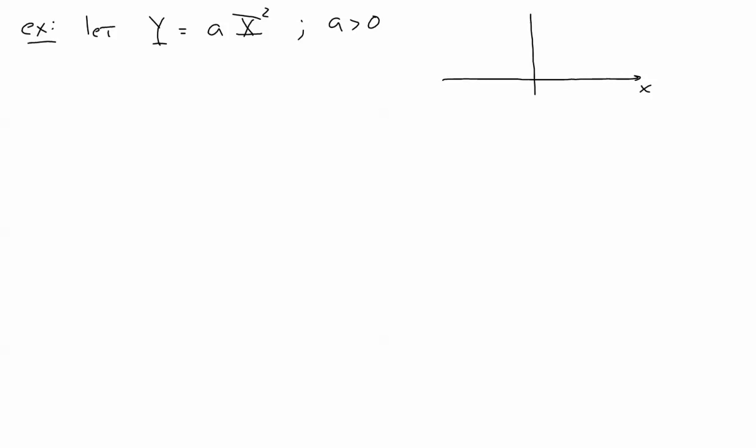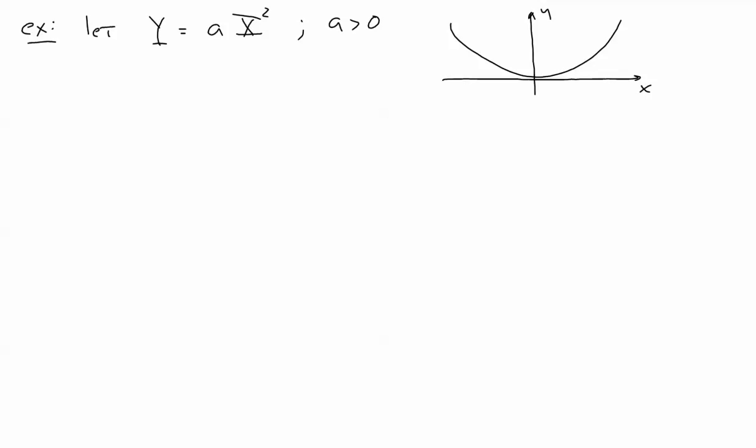All right. We'll do a couple of simple examples just to kind of demonstrate the point. Let y, my new random variable, equal a x squared. And in this case, I'm going to let a be positive. All right? So my transformation function looks like this.